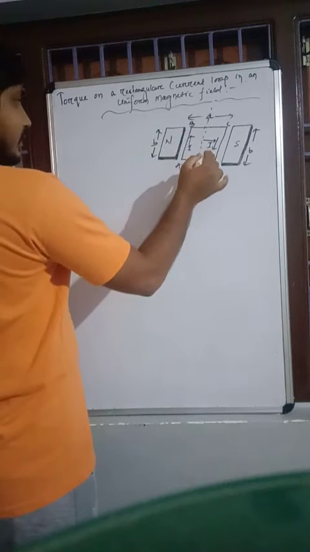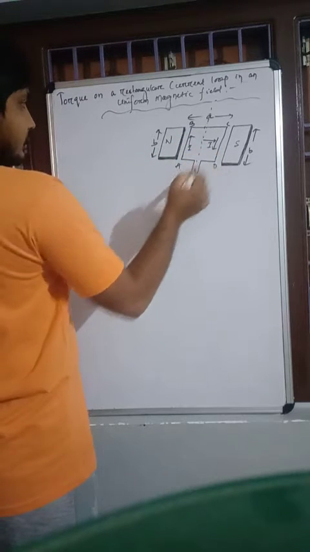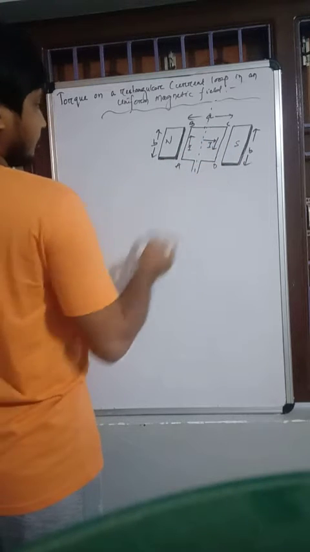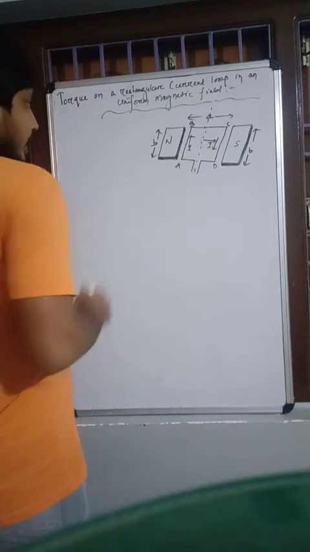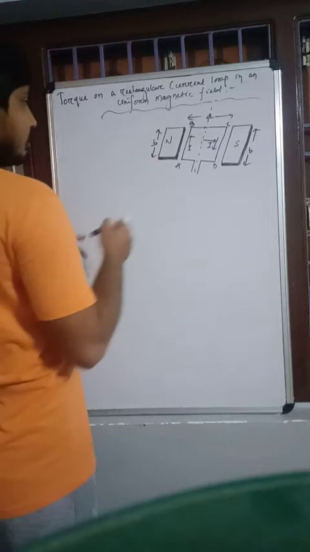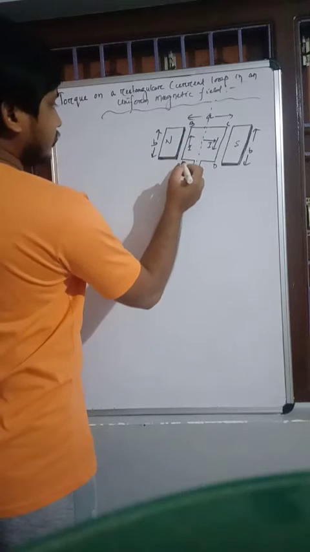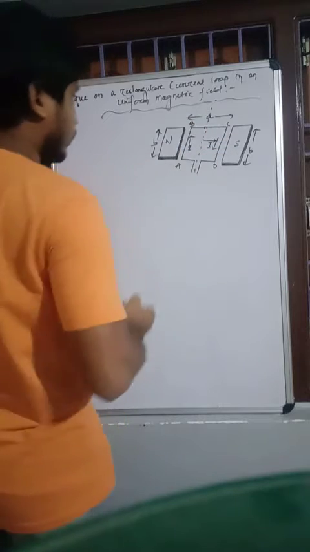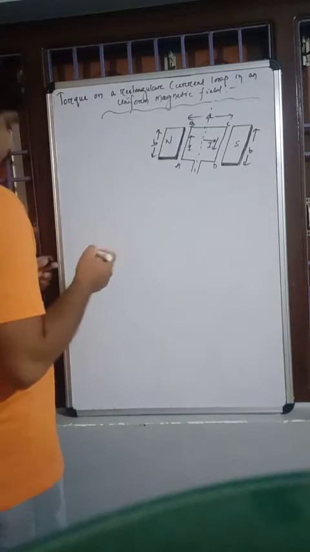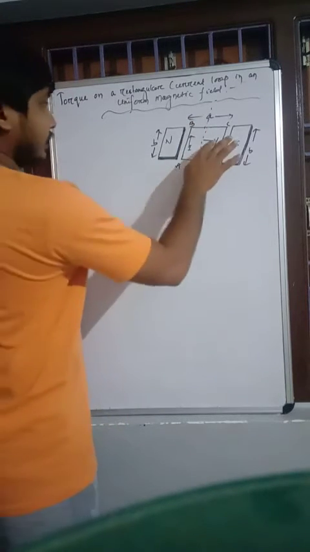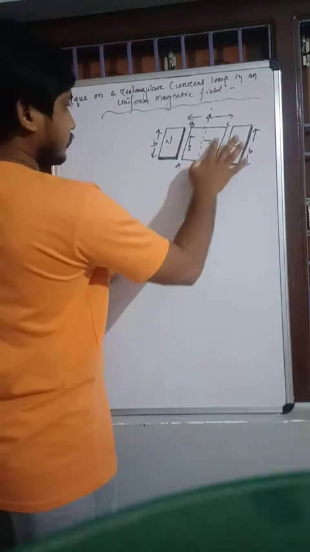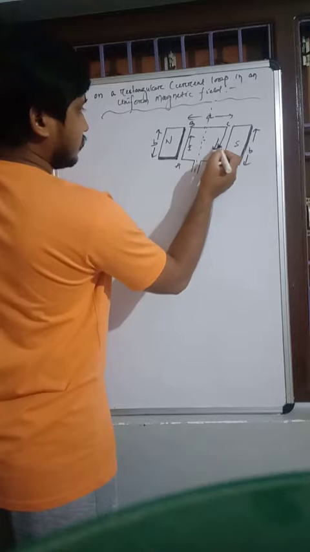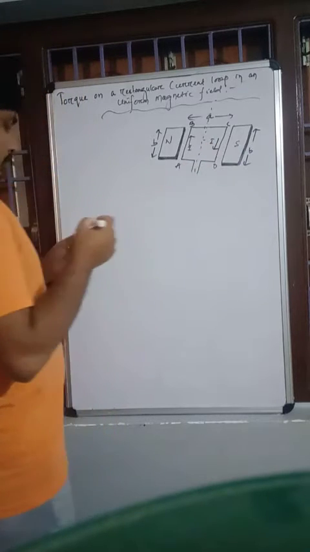And inside this region where the magnetic field is present, I have taken a rectangular loop ABCD, which is placed, and in this rectangular loop the current I is flowing from A, B, C, D and A. In this direction the current I is flowing.